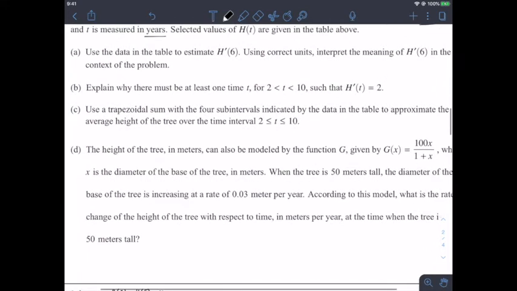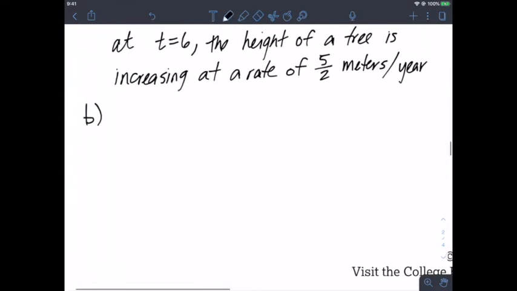Explain why there must be at least one time t for t between 2 and 10 such that h prime of t is equal to 2. Okay, so because I'm given an open interval here, and because I'm trying to show that a derivative value is equal to something, this is an MVT problem. Whenever you're trying to show or explain why a derivative must equal a value, think MVT. Okay. So for MVT, we need to show that the function's continuous and differentiable.